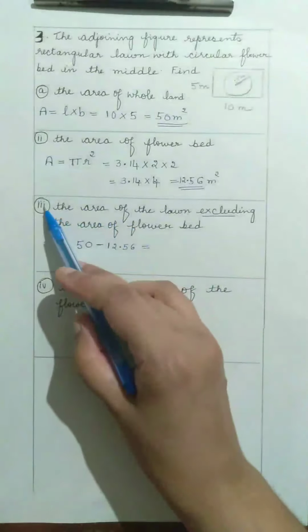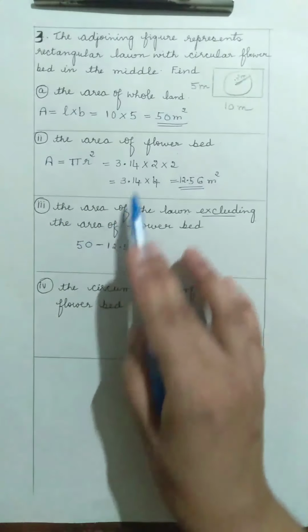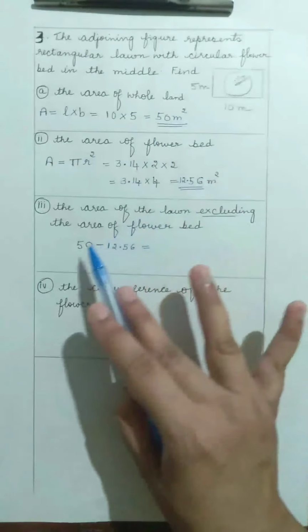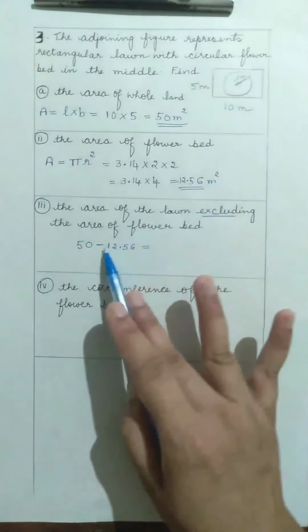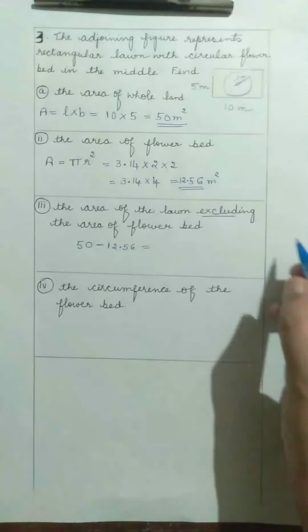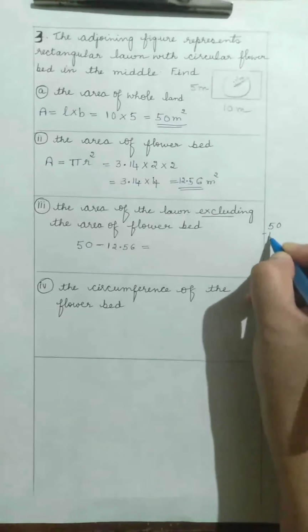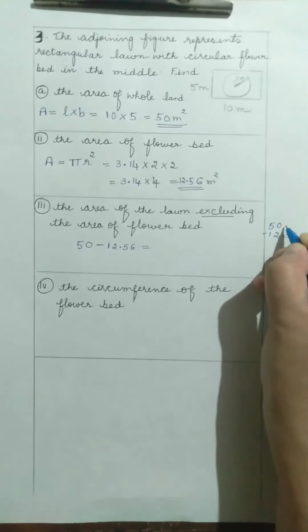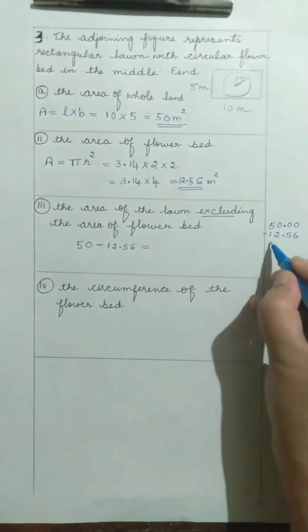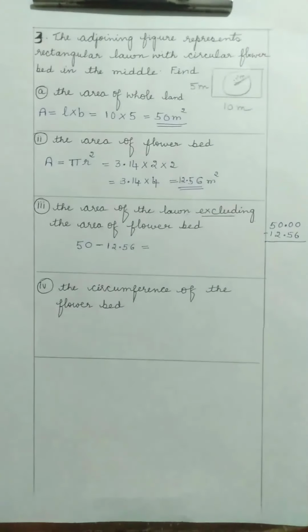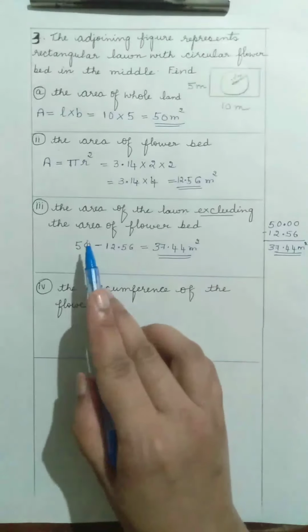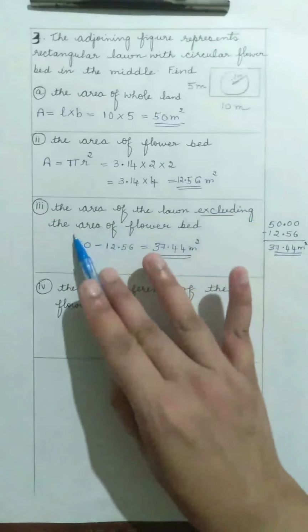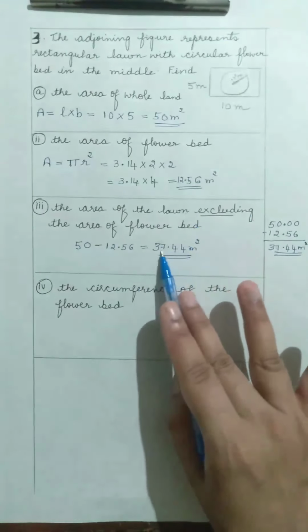Therefore, to calculate the third problem, children, we will take 50 meters square, that is the area of the lawn, minus, exclude means subtraction, the area of the flower bed, that is 12.56. So 50 minus 12.56, take here 50.00 after the decimal point. Then on further simplification, we will get the answer equal to 37.44 meters square. So the area of the lawn excluding the area of the flower bed will be equal to 37.44 meters square.